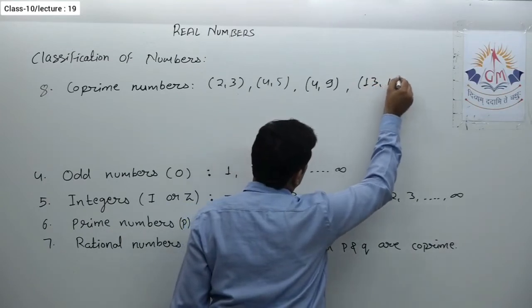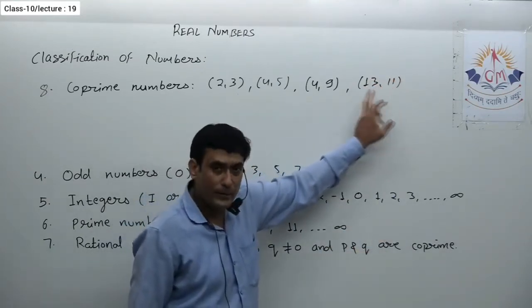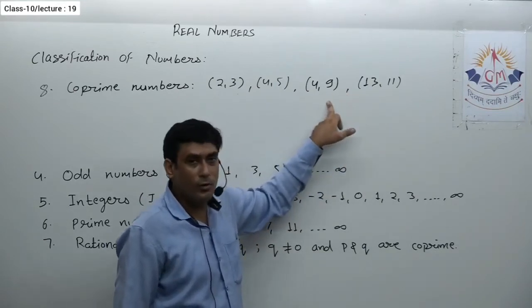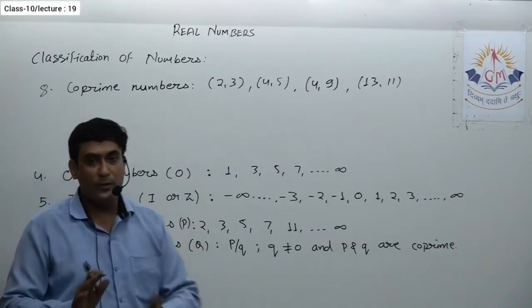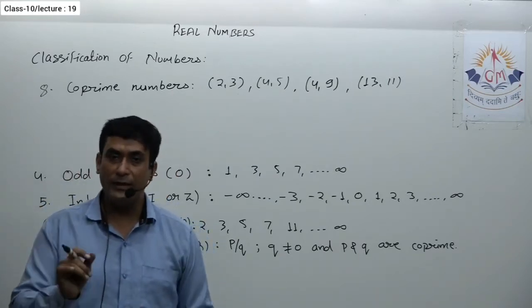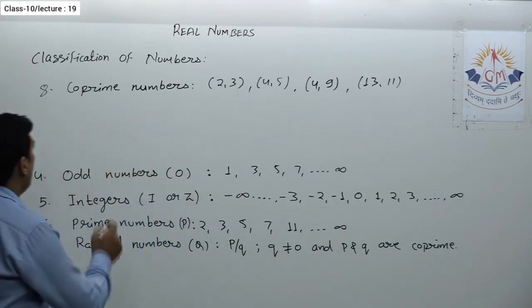13 and 11. This is again a pair of co-prime numbers. Here both numbers are prime, still they are co-prime. Here both numbers are not prime, still they are co-prime. So to check whether the given pair of numbers is co-prime or not, simply you have to check that they should not have any common factor other than 1.